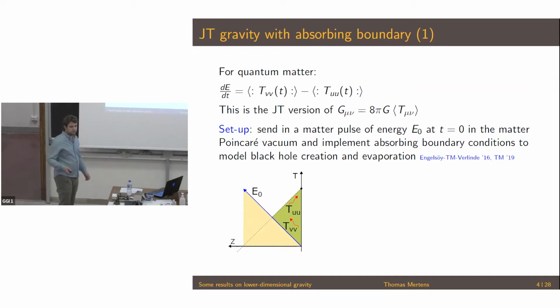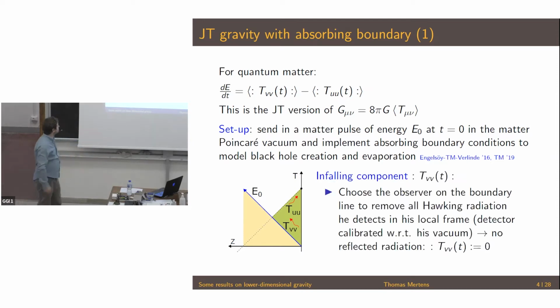So this is a calculation, of course, that has been done many times during the past couple of years. So this is the energy pulse. And then the holographic boundary here is absorbent. Now let's impose the boundary conditions to implement this absorption. And the interesting one is this one, T_VV. So T_VV is the infalling component of the matter stress tensor, and T_UU is the outgoing one, the one that's going towards the holographic boundary.